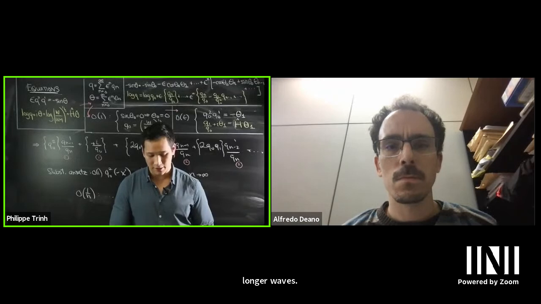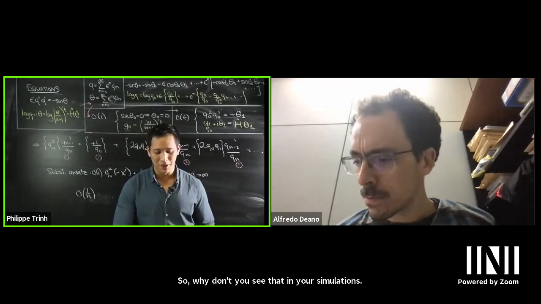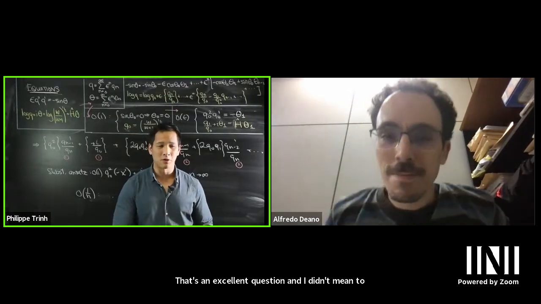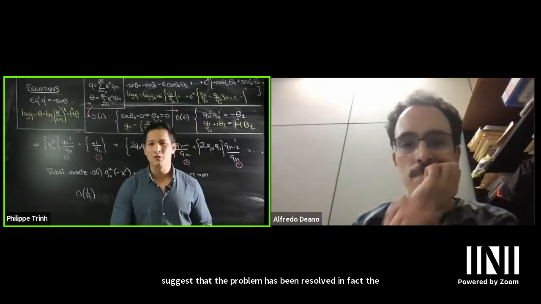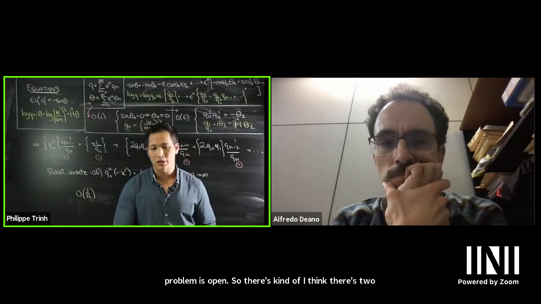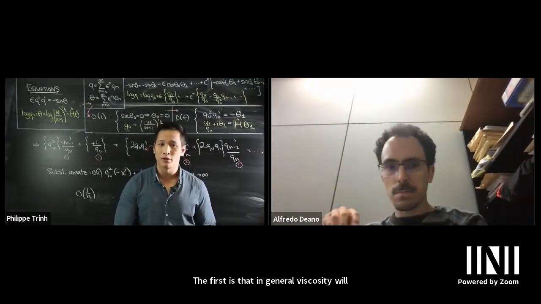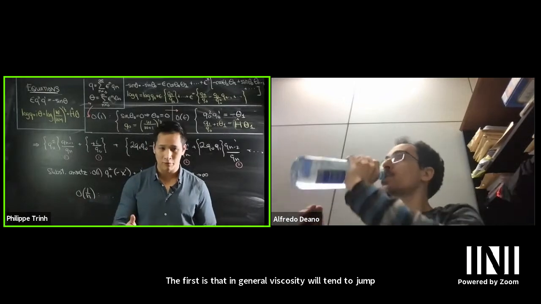That's an excellent question, and I didn't mean to suggest that the problem has been resolved. In fact, the problem is open. I think there are two answers to your question. The first is that in general, viscosity will tend to dampen the waves, and so you're not going to have an infinite train of parasitic ripples.